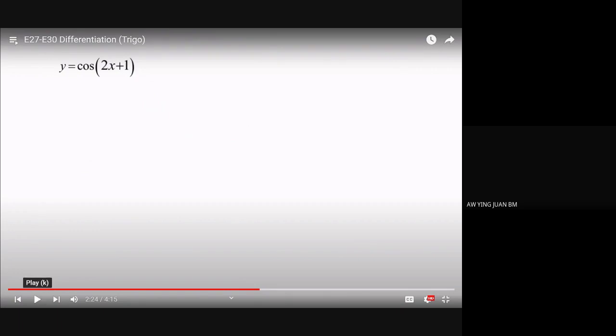Satu persatu, asasnya. With respect to x. Differentiate y with respect to x. If we differentiate cos, and we will have negative sine bracket 2x plus 1. Do remember to differentiate the internal function, and we will have 2. Rewrite the situation, dy dx equals to negative 2 sine bracket 2x plus 1.